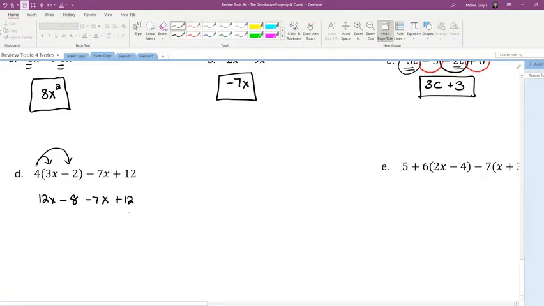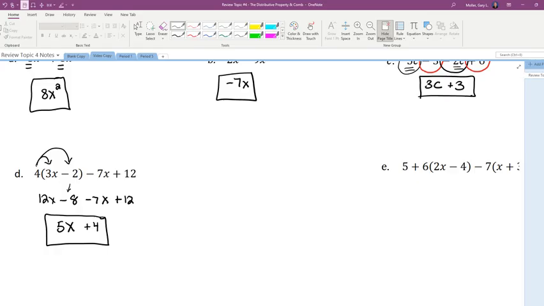And now we're kind of like we were on the last example. I have two pairs of things I can add together. So ignore the one while you do the other. 12x minus 7x is, I believe, 5x. And then I have a negative 8, right? Negative 8 plus 12 is positive 4. So I get 5x plus 4.